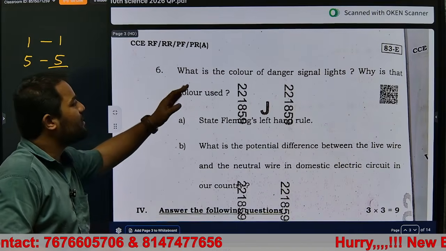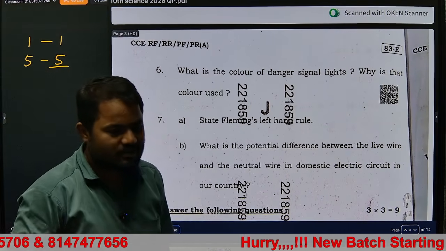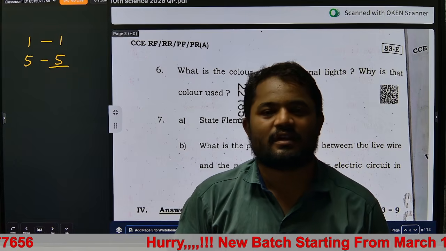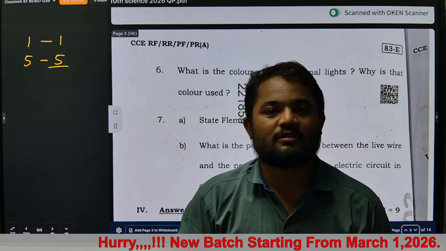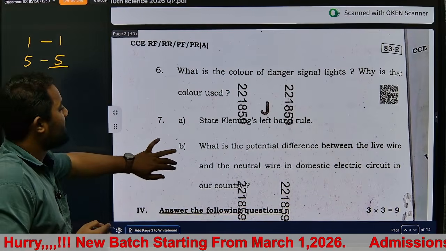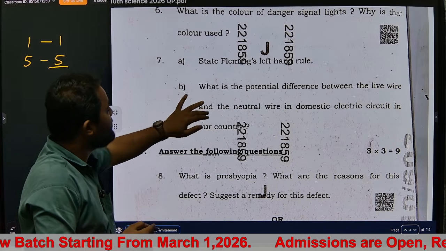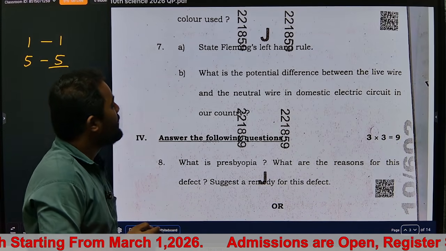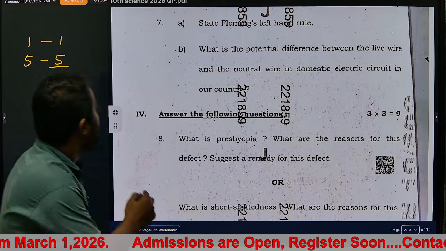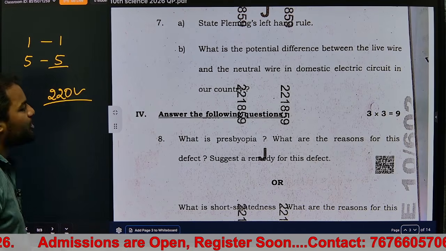Next, what is the color of the danger signal lights? Why is that color used? You all know that the danger signal is red in color. It is used because it has the longer wavelength, and most importantly it scatters the least. Okay. Next, state Fleming's left hand rule. You have written that, I hope. What is the potential difference between live wire and neutral wire in a domestic electric circuit in our country? That will be 220 volt.